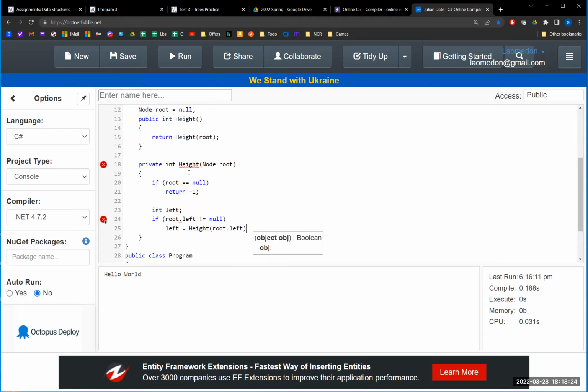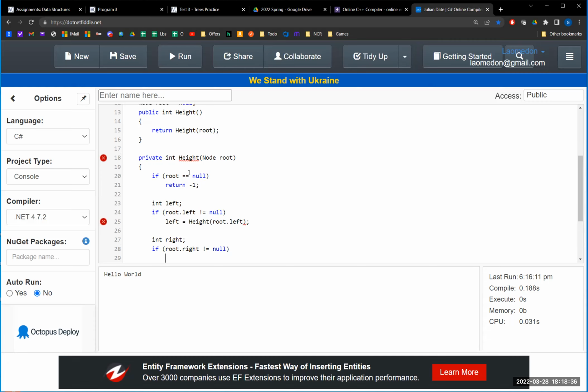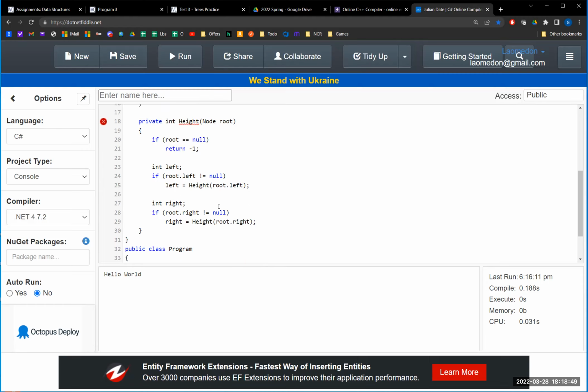Interesting how it jumps to the equals. Anyways, and same idea with the right. We could do if root right not equal null, then height on the right hand side equals the height of root right. Got stuck staring at the little squiggly over there. So we're being a little bit redundant by doing both ways.